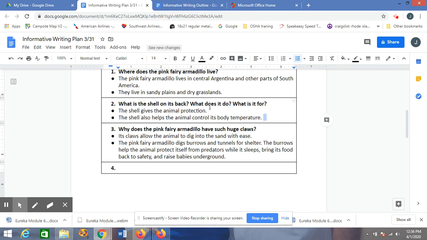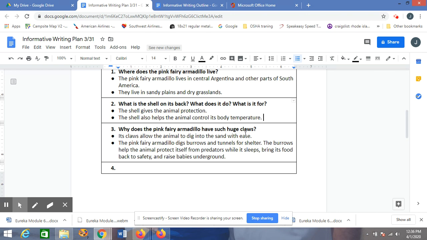What is the shell on its back? What does it do? What is it for? The shell gives the animal protection. The shell also helps the animal control its body temperature. That doesn't really belong with where it lives. That information doesn't fit together. I'm talking about very different things. This one is the animal's habitat, where it lives. This one's more about features of the animal, some unique structures or adaptations it has.